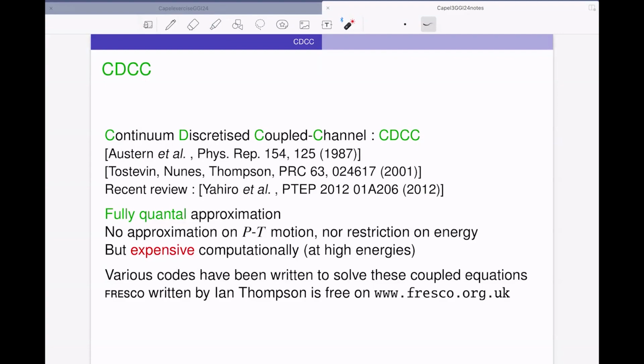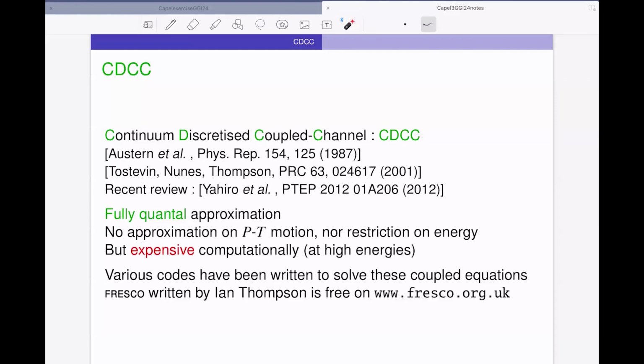I don't think so. But it is an approximation, so you need to keep that in mind. And sometimes you need to remind the people doing CDCC that they do some approximation. So this is an approximation. And so one of the things is that you need to make sure that you have properly converged, that you go high enough in energy, because that's one of the limitations.